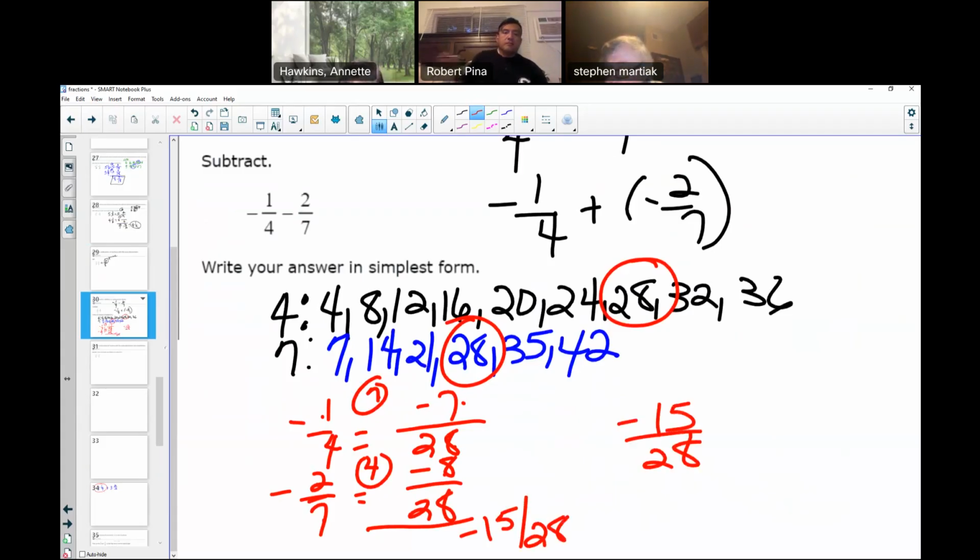Now let's see if we can reduce. This is where we go back to our divisibility rules. So 3 and 5 would divide 15, but 3 and 5 would not divide 28. So you would let it stay negative 15/28. Those divisibility rules come in handy, especially when you're trying to reduce your fraction down. And I'll just keep my prime numbers and stuff available to see if I can do any reducing.